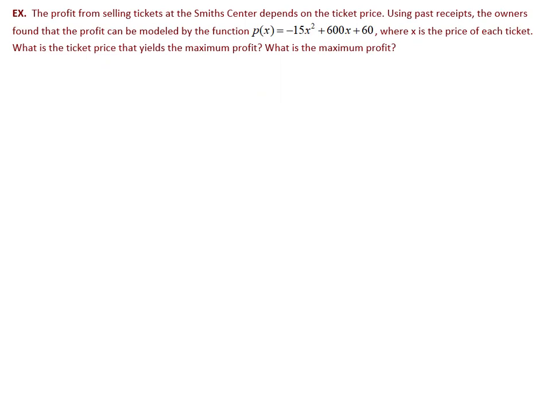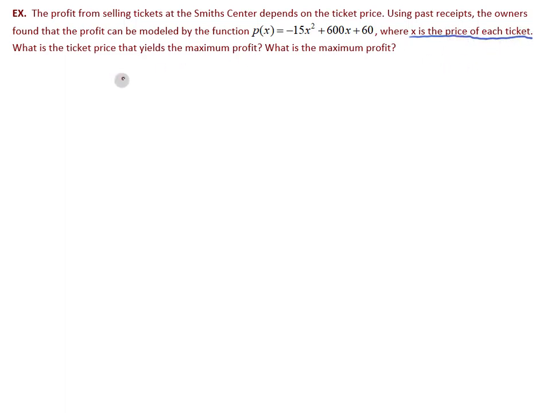Okay, so last, let's end with a word problem here that will have to do with our lesson today, quadratics and parabolas. It says the profit from selling tickets at the Smith Center depends on the ticket price. Using past receipts, the owners have found that the profit can be modeled by this function. P of x equals -15x squared plus 600 times x plus 60, where x is the price of each ticket.